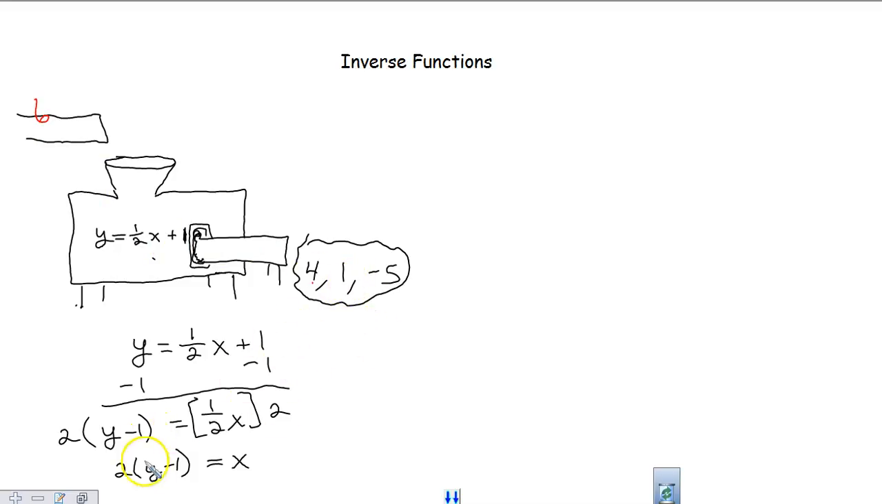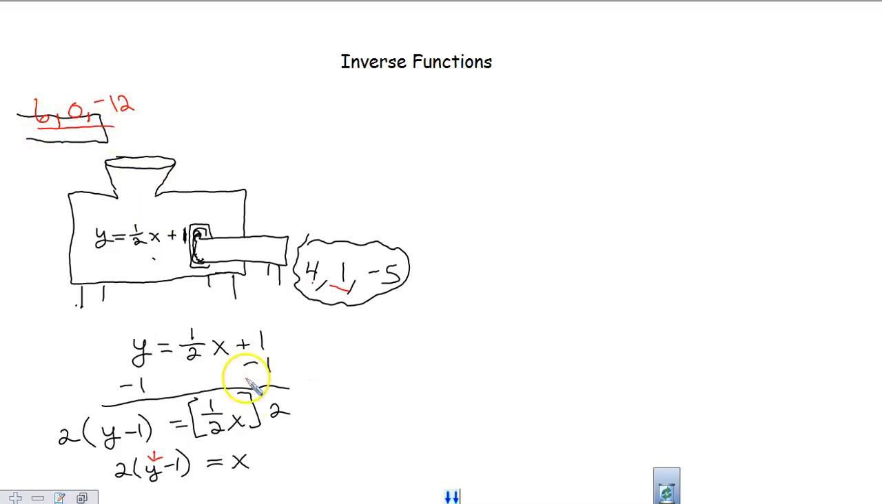We plug in 1 for y here. So remember, we're plugging 1 in here for y. 1 minus 1 is 0, so the whole thing is 0. So we have 0 was originally on my conveyor belt. And then negative 5. Negative 5 minus 1 is negative 6, times 2 is negative 12. So that was also originally on my conveyor belt. So those are my original 3.